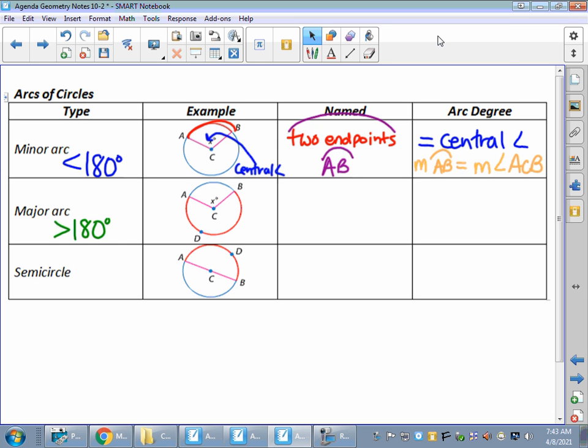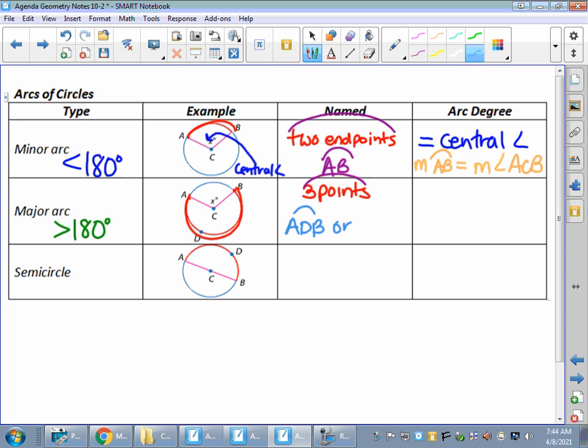So notice in this example, my endpoints are A and B, but I'm going the long way around the outside of the circle. So when we name this major arc, we have to use 3 points with our arc symbol above it. And I need to say that the endpoints go on the end, and the third point in the middle tells you which direction. So in this one, I would name it arc ADB.